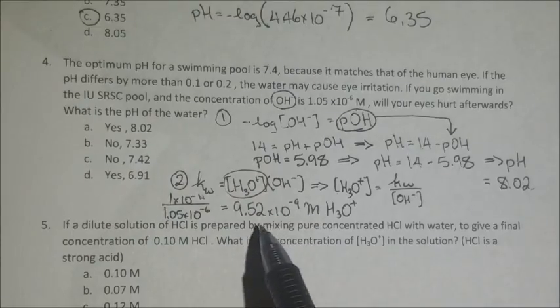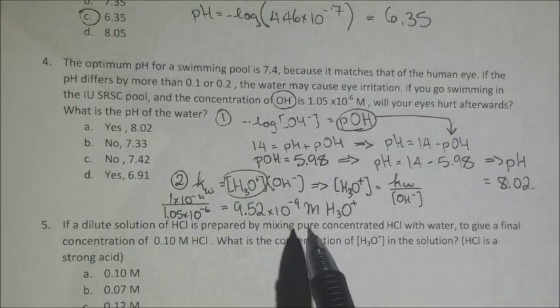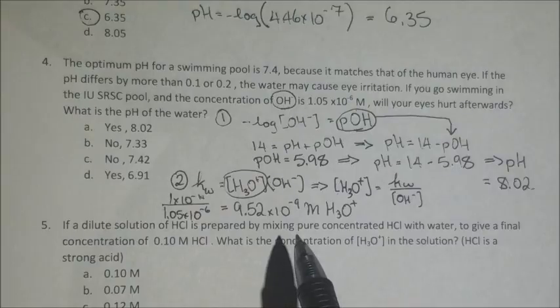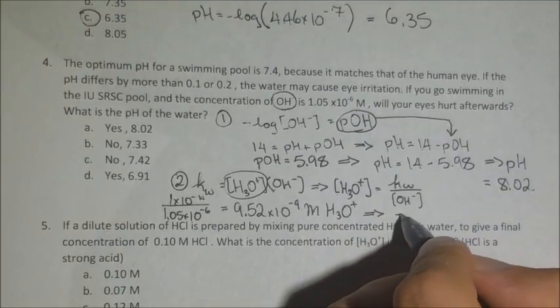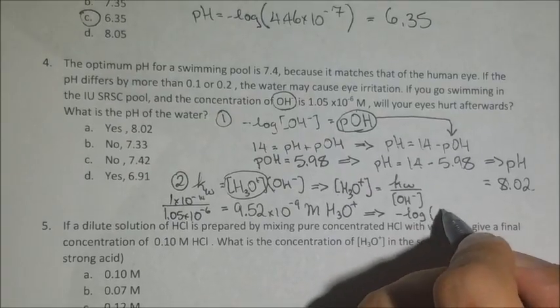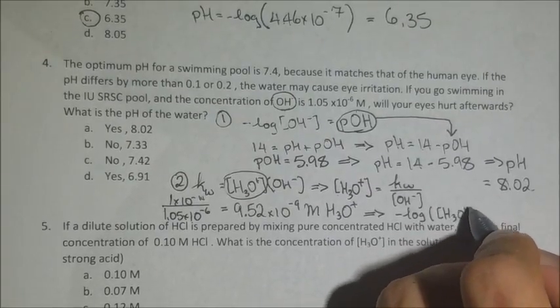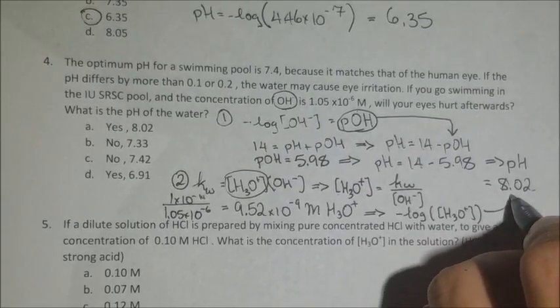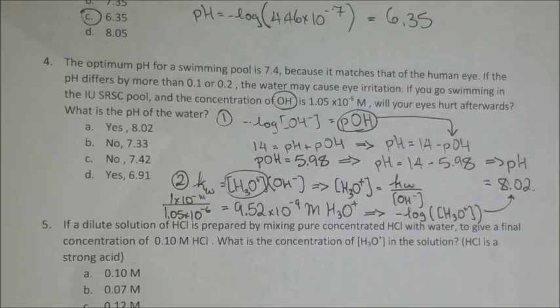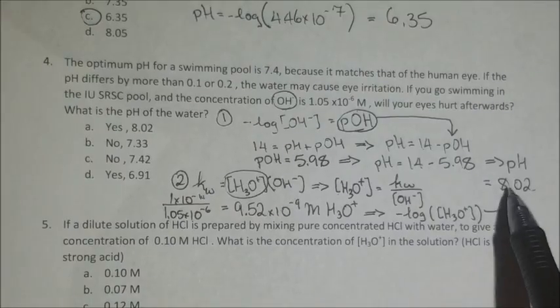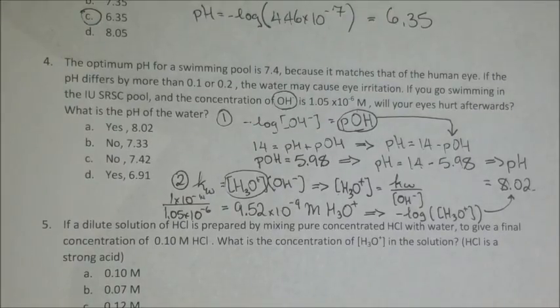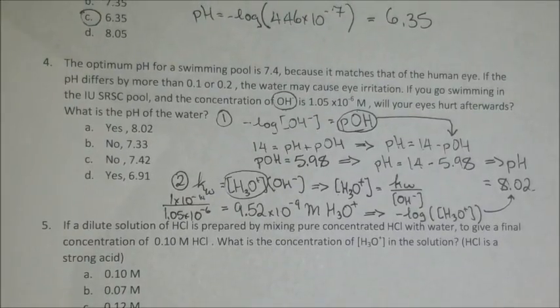So if we take the negative log of this, so we take the negative log of our answer here, so we take the negative log of H3O+, that will then give us the pH by definition, right? And when we do that, we take the negative log of this number, that gives us 8.02. So you can do it either way, whichever way you're more comfortable with, and here we can see that either way gives you the same answer, 8.02.